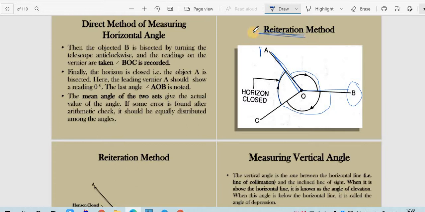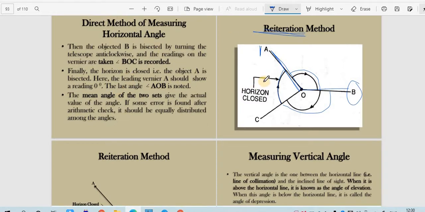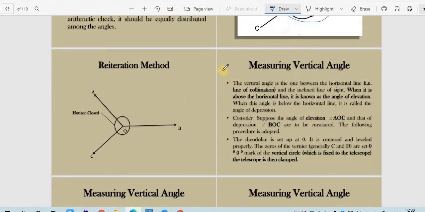It is generally adopted when you have to take a number of observations from a single station. Okay, this is the diagram for your iteration method. After that, the last method involved in theodolite surveying is the measuring of the vertical angle.